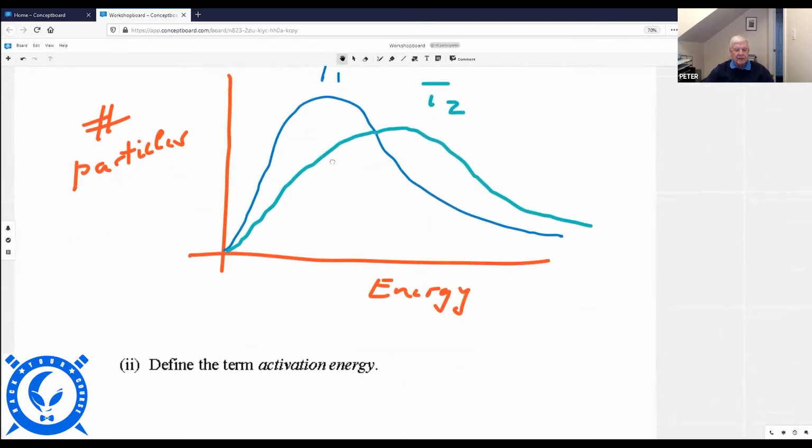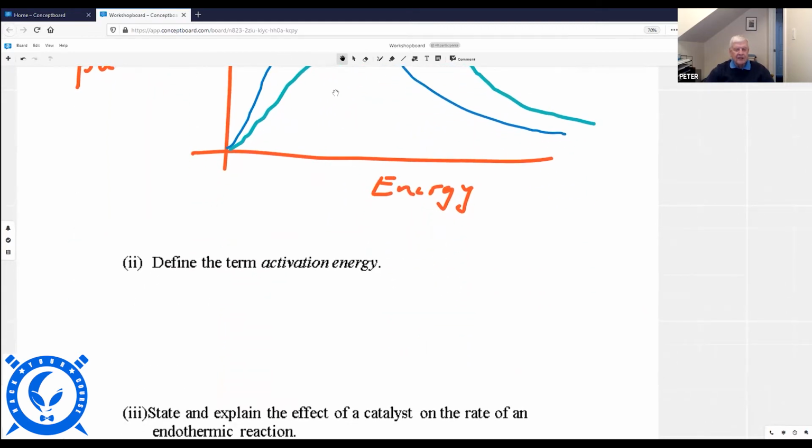All right. Oh, they ask you to define the term activation energy. Hi, Peter. Sorry, yes. Peter, we have a question. It seems one of the students is asking, can you explain a little bit more about Maxwell-Boltzmann? What does it represent? How does it work and stuff? Oh, okay. Thank you. I can do that.